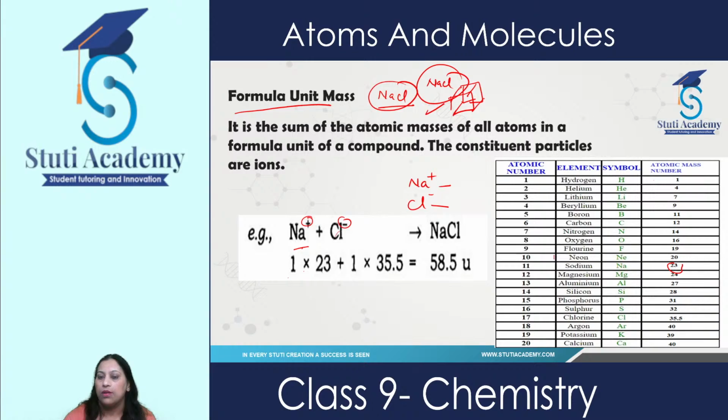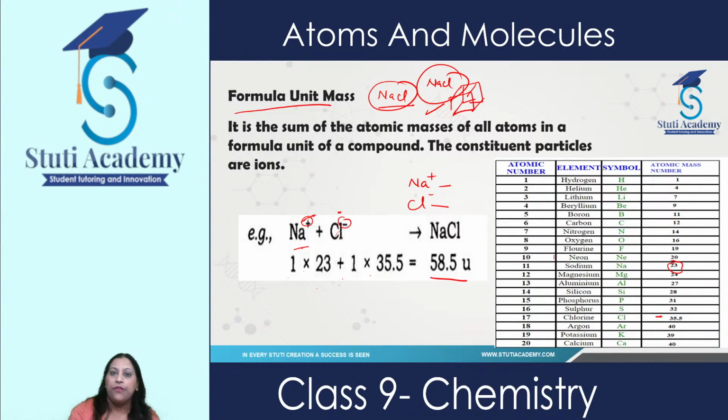So I've written 23 plus 1 into 35.5 for chlorine. If it is given in the charges form, in the ions form, don't consider these charges. Just write down their mass number only. Same method. The way you were calculating molecular mass, the same method you will apply for calculating formula unit mass also. And the unit is also the same. And the answer is 58.5 u.